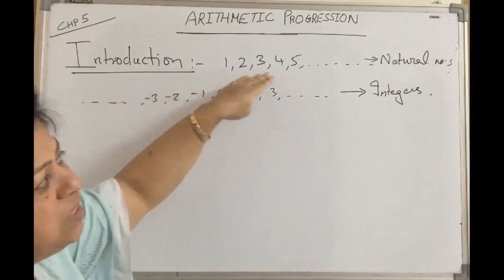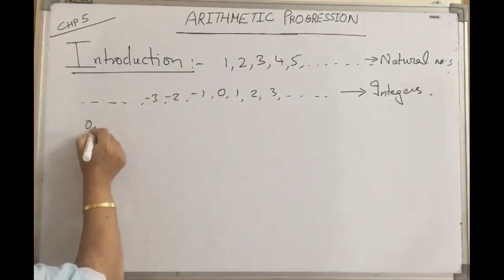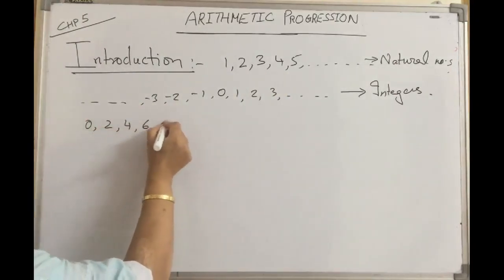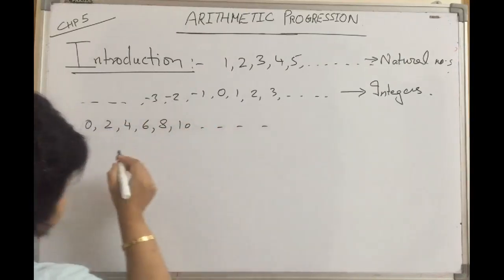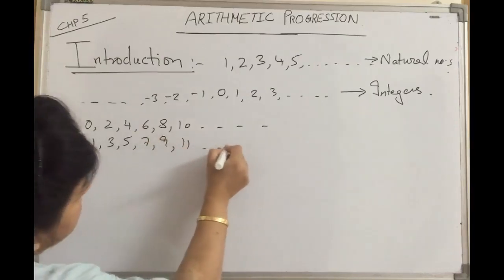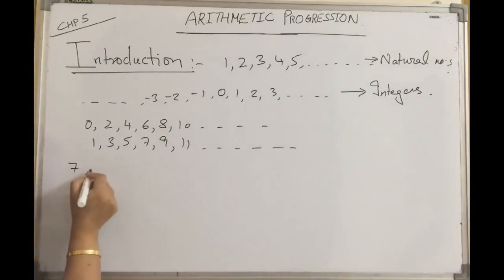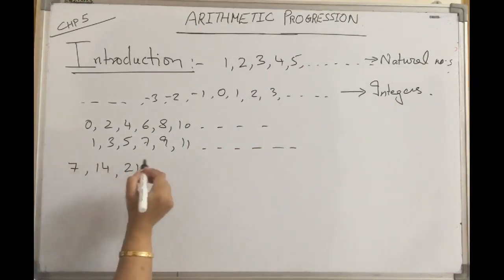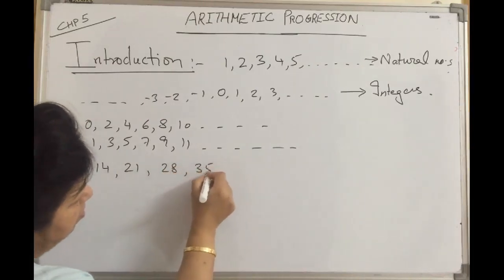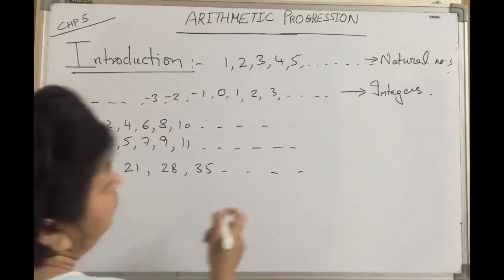I have discussed with you the sequence of natural numbers, the sequence of integers, then we have the sequence of even numbers, then the sequence of odd numbers. We also have multiples of 7, and so on. So any set of numbers which has a specific relationship between the consecutive terms. Consecutive means one after the other.